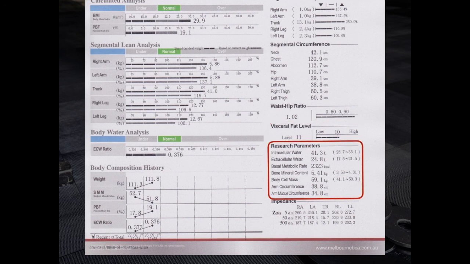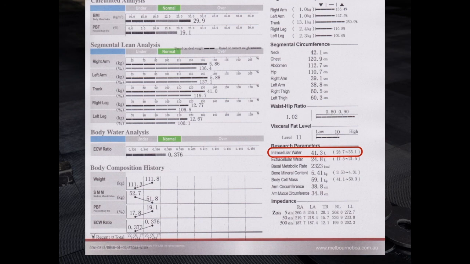Okay, under the heading Research Parameters, we have a number of different elements there. So the first one is intracellular water, and this indicates how many litres of water that you've got stored inside all the cells of your body. So you can compare the amount next to that normal range that's in brackets to the right there, and it's actually good to be over compared to that normal range with intracellular water, and this will occur with higher than normal amounts of muscle. So muscle cells hold a lot of water, so the more muscle that you have, the more water you'll actually hold inside all that muscle.